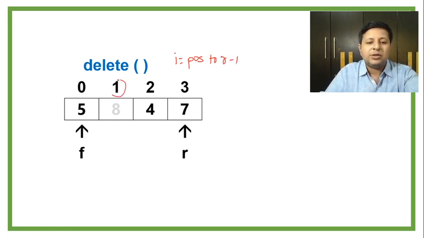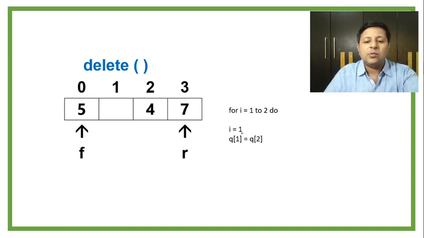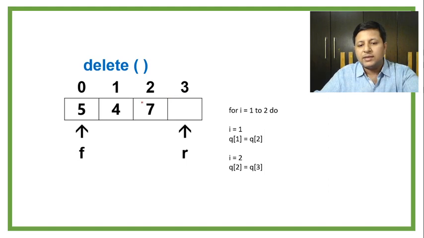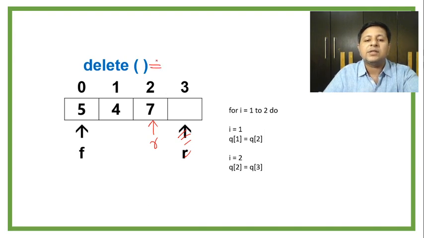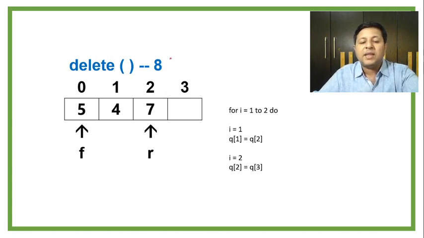Here, position is 1 and R minus 1 is 2. So in short, my for loop should go from 1 to 2. For i equals 1 to 2: when i is 1, q of i should get q of i plus 1, so the shifting is required here and that will happen with this. Next, i becomes 2, so q of 2 is supposed to get q of 3. And finally, your for loop will get over. Then R will be decremented because one element got lost, and delete will return the maximum, which is 8. So that's what you would see as a deletion.